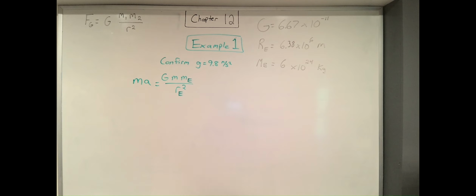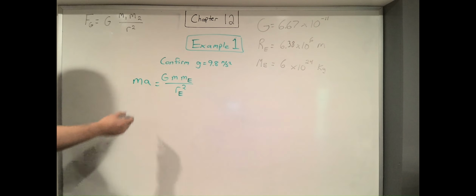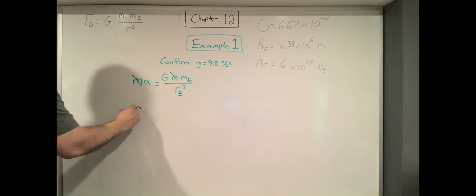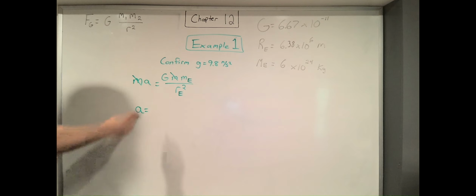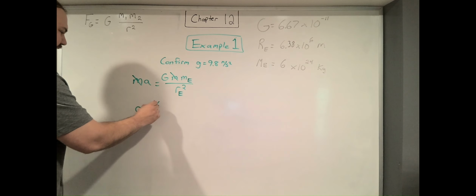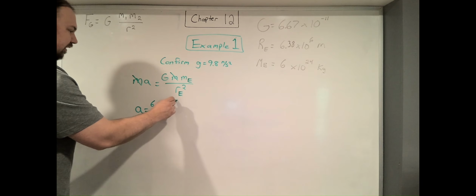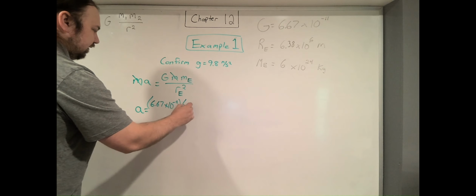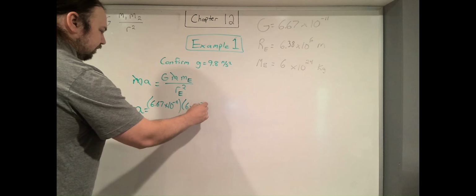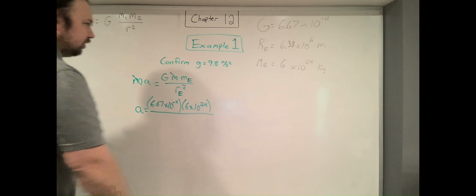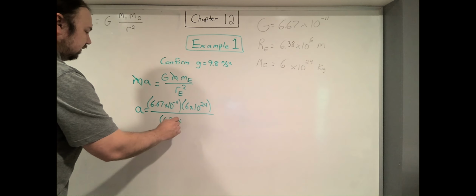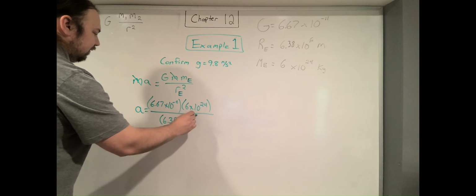Okay, now we have got an M here and an M here. Since these are the generic versions, we can go ahead and just cancel that M. That leaves us with an acceleration. That acceleration is equal to G, which is a constant, 6.67 times 10 to the negative 11th, times the mass of the Earth, 6 times 10 to the 24th, all of that divided by the radius of the Earth, 6.38 times 10 to the 6th, and then this unit has to be squared.